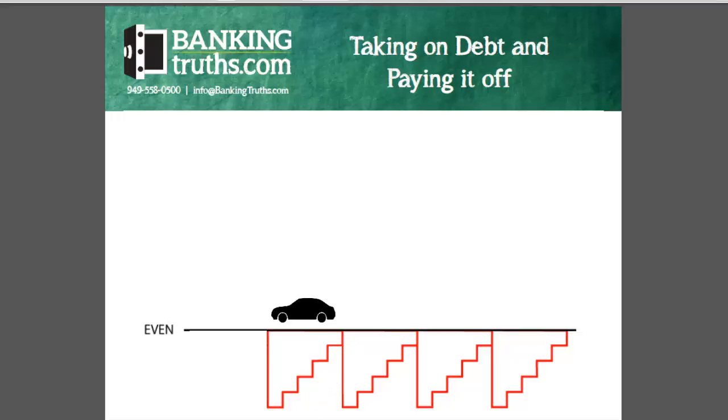And once you've paid off that debt, inevitably another purchase needs to be made, hence another line going down and more servicing principal and interest payments to bring you back to even. And so the story goes.